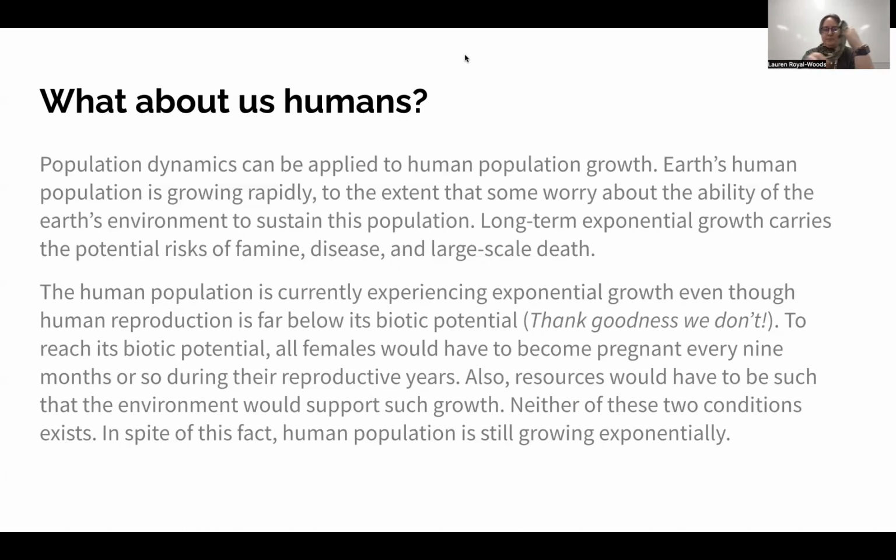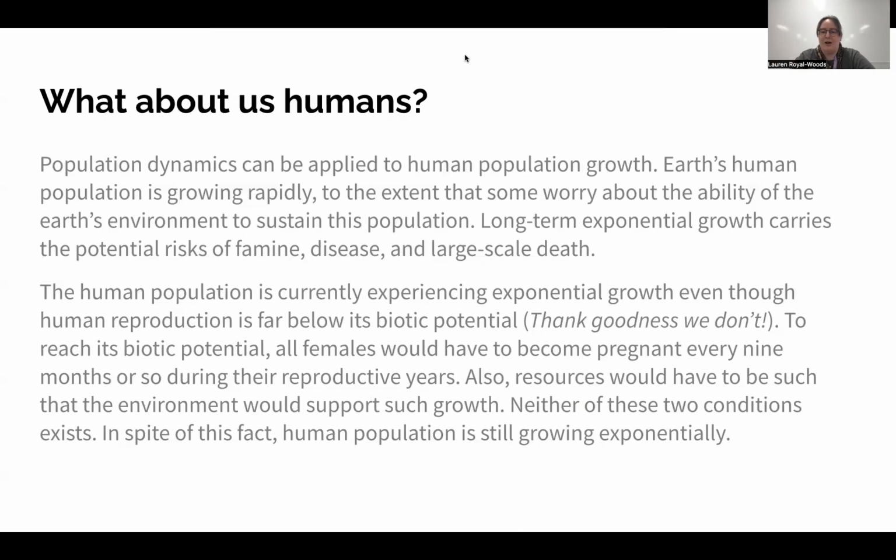Anyway, human population is currently experiencing exponential growth, though our reproduction is actually way below our biotic potential, which is a good thing. To reach biotic potential, all females would have to become pregnant every 9 months and have kids until they weren't able to do that anymore. That would be biotic potential. Aren't you glad we don't do that? I am.